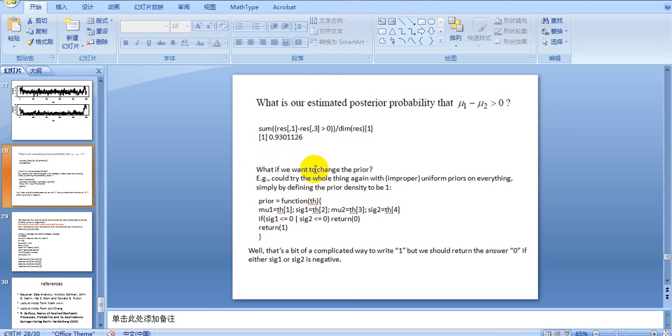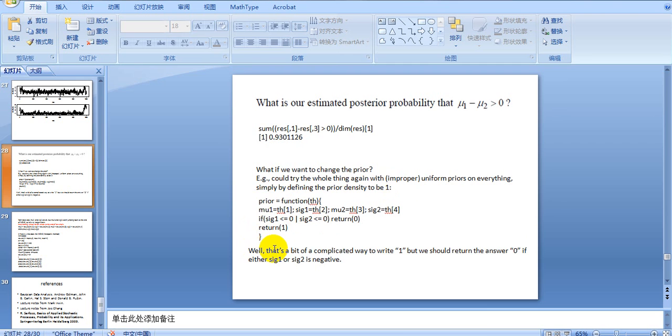So what if we want to change the prior? We don't know whether the prior affects our result in a really significant manner, so we can try a different prior. We could try the whole thing again with an improper uniform prior on everything. The improper prior in our case just makes the whole prior proportional to 1. By simply defining the prior density to be 1, that means your posterior is the same as your likelihood. So you can try it after class.